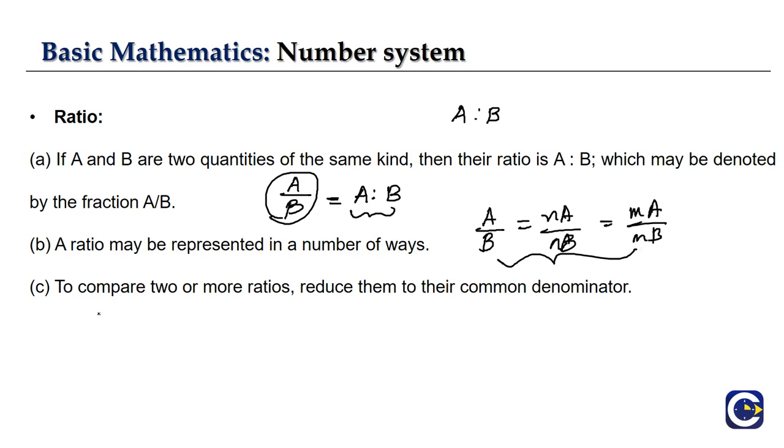And the next thing we have is to compare two or more ratios, reduce them to their common denominator. So when we are trying to compare any two ratios, the first thing we should consider is that the denominator should be common for those two ratios, or any number of ratios which we are comparing. So these are our basic three conditions, we can say, a basic introduction to ratio.